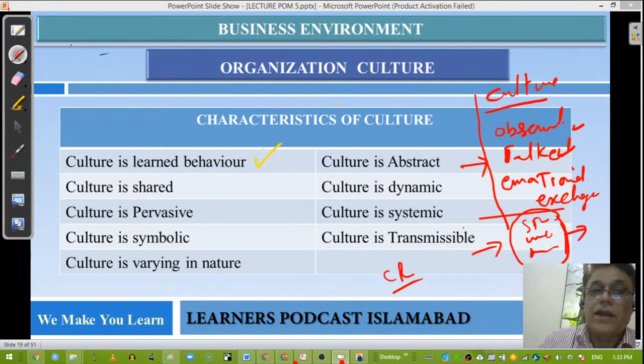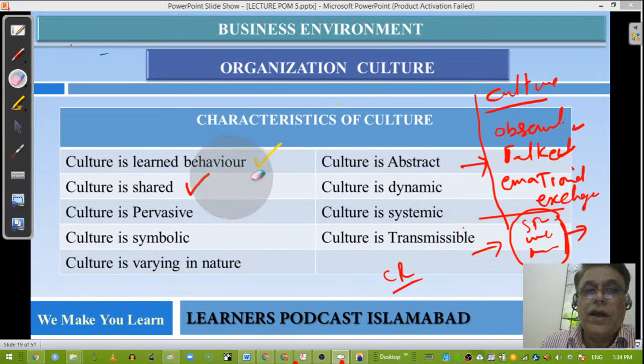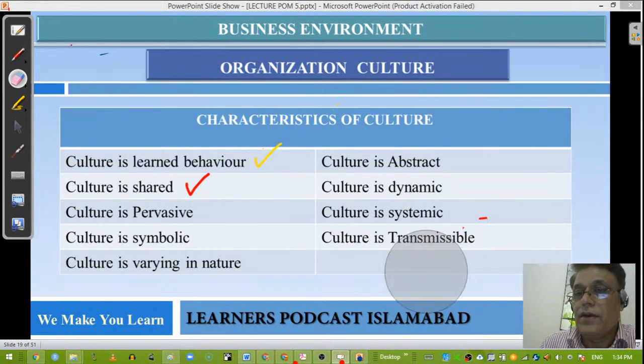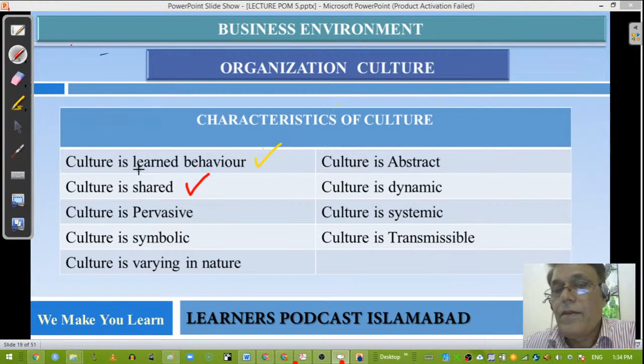The second important characteristic that we have already discussed is sharing. If I say your class has certain defined do's and don'ts, certain norms, because they have adopted these things, and if the majority of the students have adopted them, it is the sharing value.